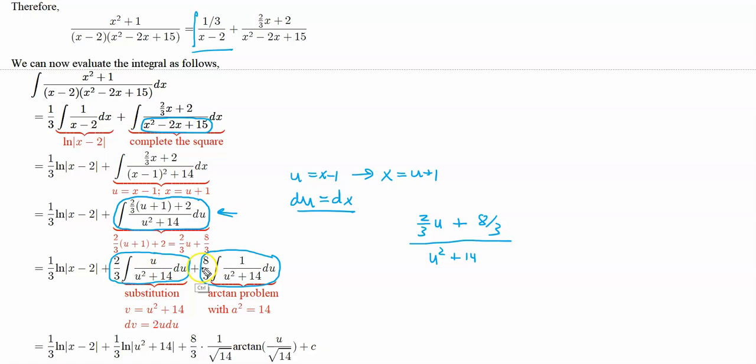Now, each of these integrals can be evaluated. This one right here, the first one, is going to be another substitution, right? If I let v equal u squared plus 14, right here, you see that's what we have. The dv is going to be 2u du. And so this integral right here is going to become 1/3 the natural log absolute value u squared plus 14. Let me just elaborate on that a little bit here.